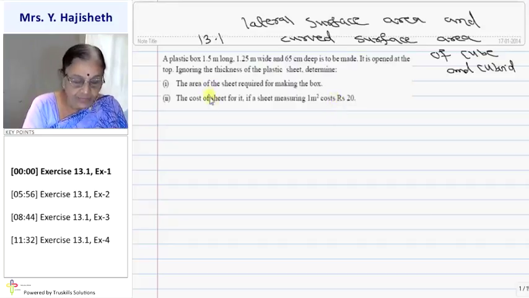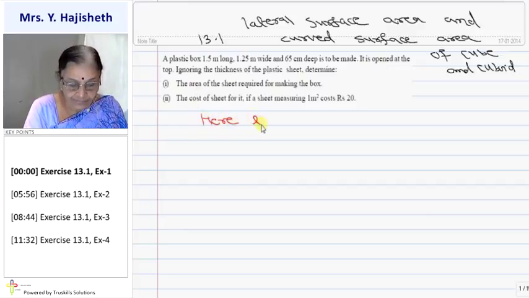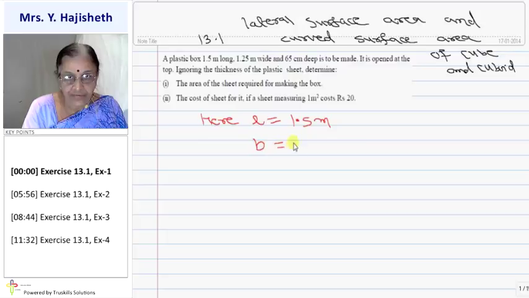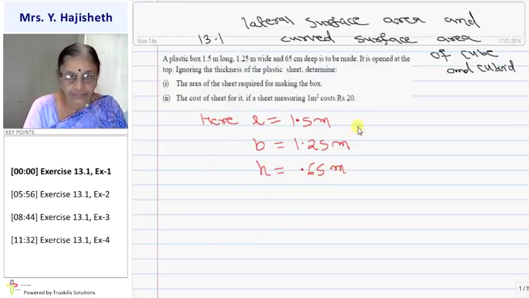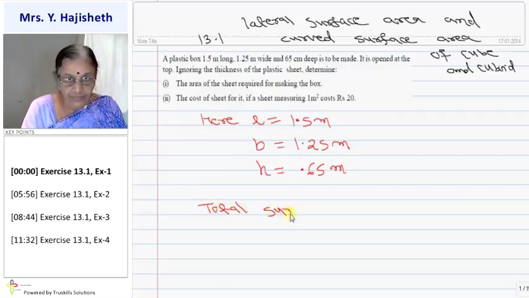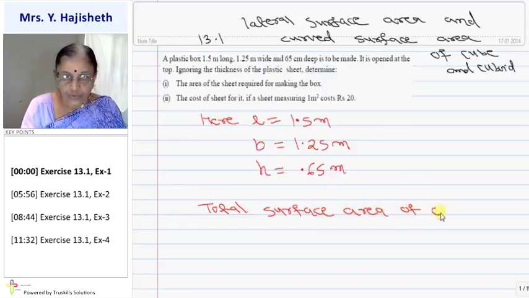For that, what is given to you here? L is given as 1.5 meter. B is given as 1.25 meter, okay? And H is given as 0.65 meter. 65 centimeter is 0.65 meter. Now for total surface area. The first question is to find out the total surface area of an open box, okay? Of an open cuboid.